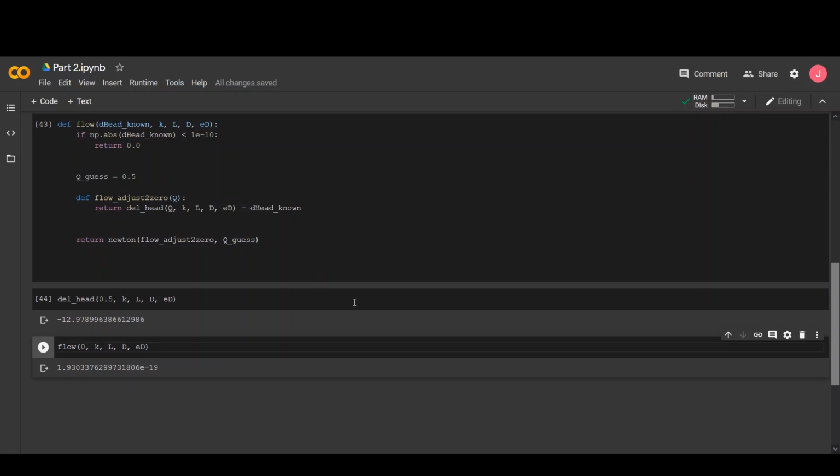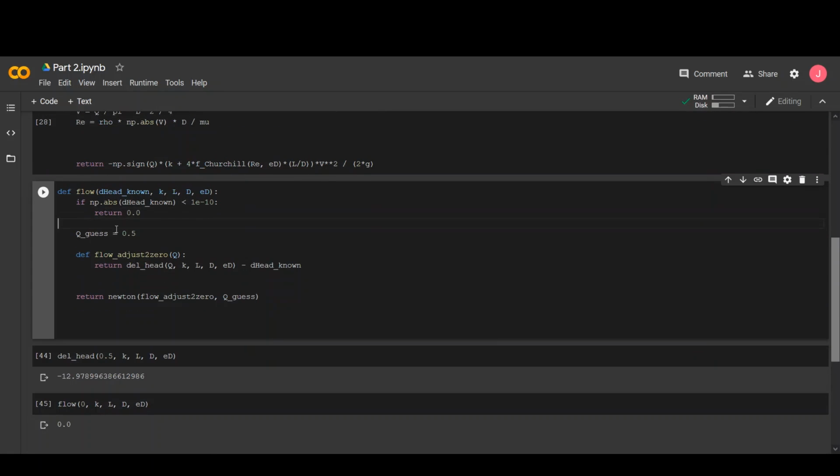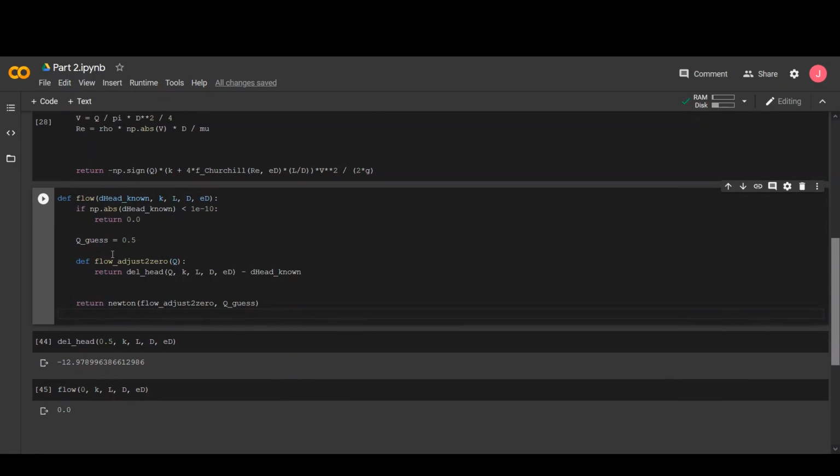So we should just get 0.0 here now. All right, cool. Okay, so our function works, but this guess is just any number, right? There's really no rhyme or reason I picked this 0.5. So I'm going to try and make a better Q guess.